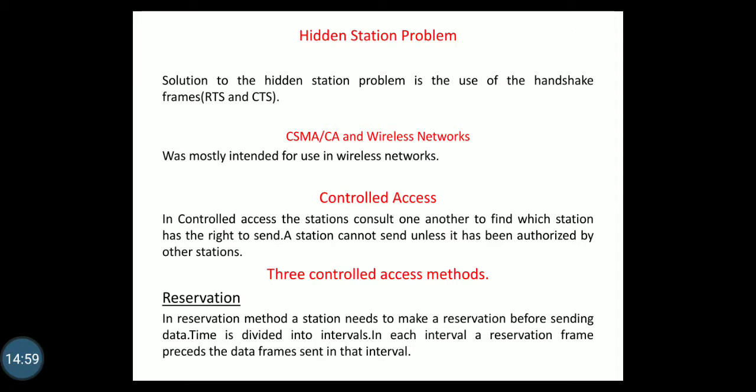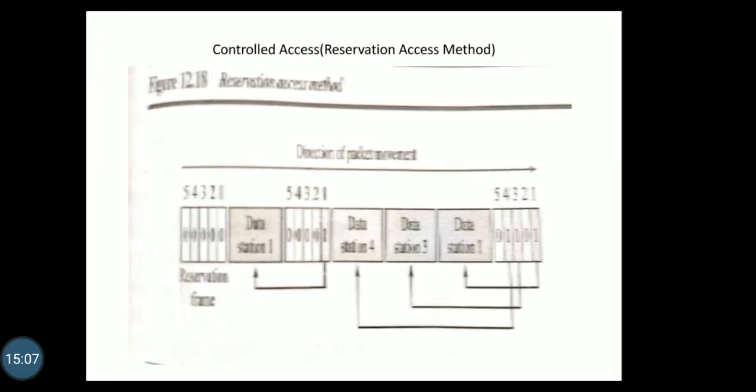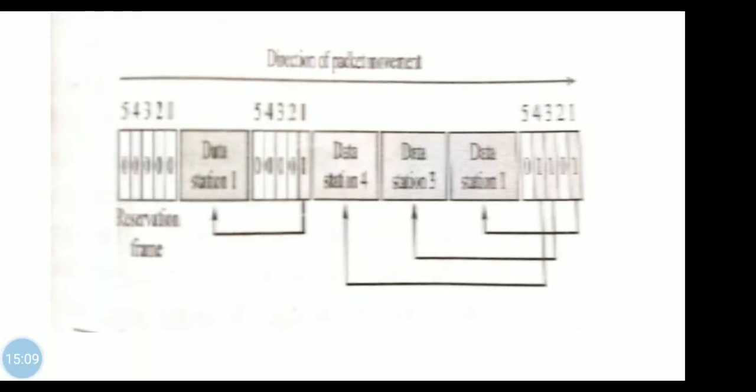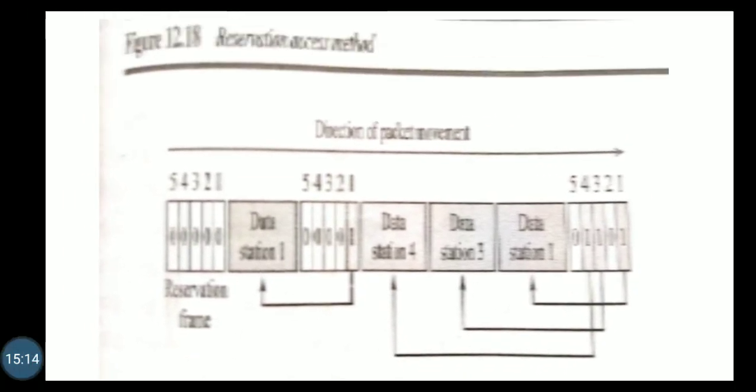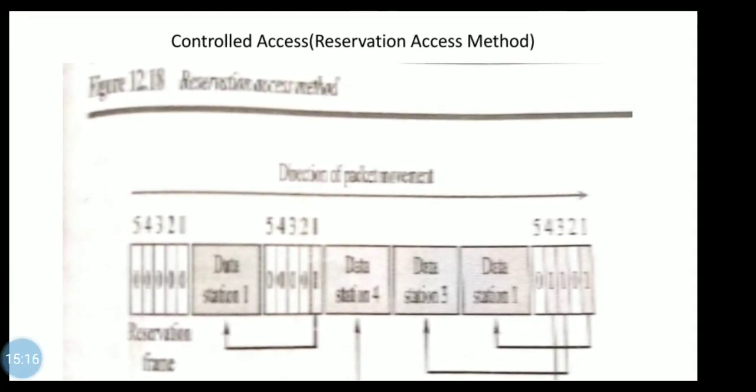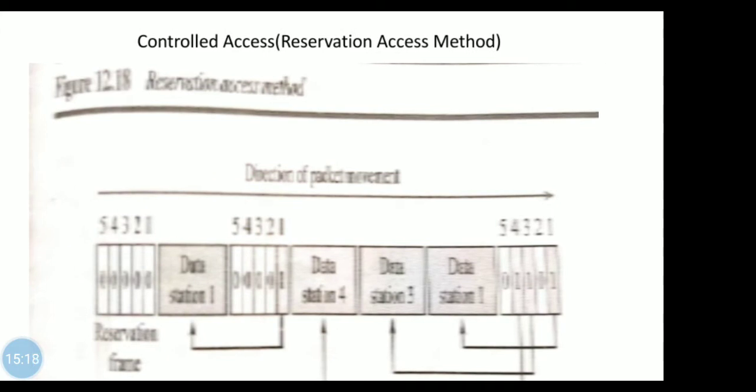If there are n stations in a system, then there are exactly n reservation mini slots in the reservation frame. Each mini slot belongs to a station.